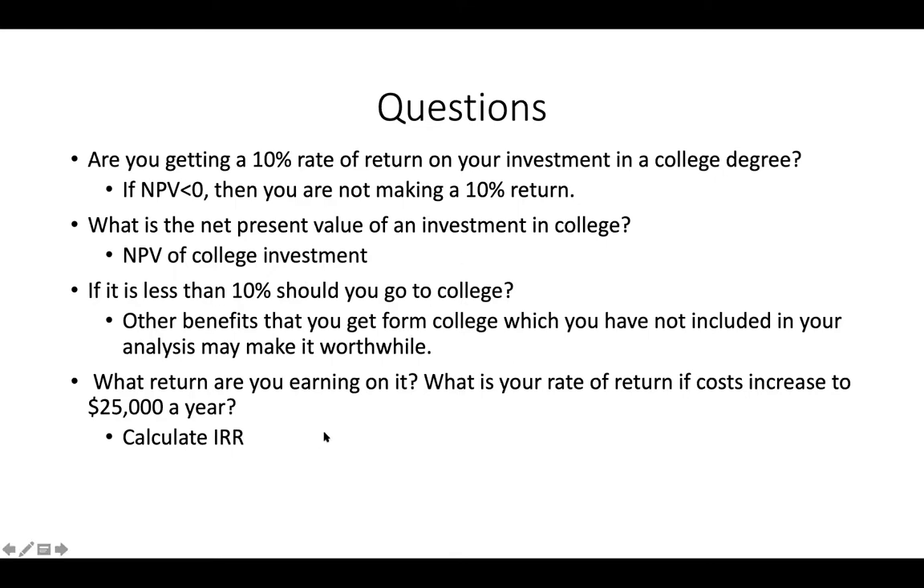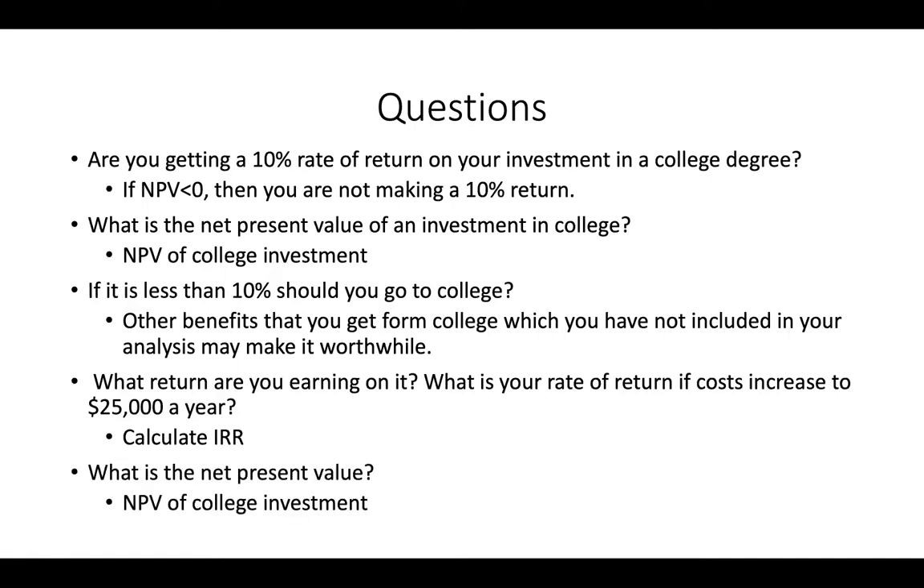So if you want to know what rate you're earning, just always calculate the IRR. That's what that's for. And then what's the net present value? It's just the NPV of the college investment. So that is the discussion there. Does anybody have any questions?